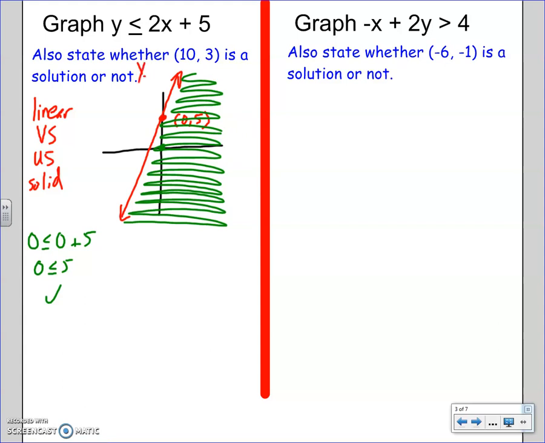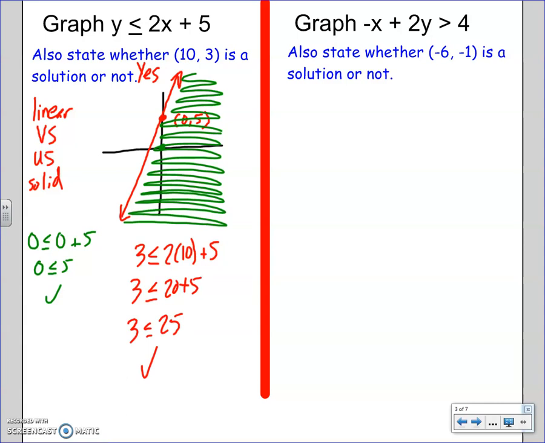But let's prove it by just plugging it in. If I plug in 10 for x and 3 for y, I get 3 for y is less than or equal to 2 times 10 plus 5. I'm going to simplify. That's 20 plus 5. 3 is less than or equal to 25. That is true. Since it's true, that is a solution.